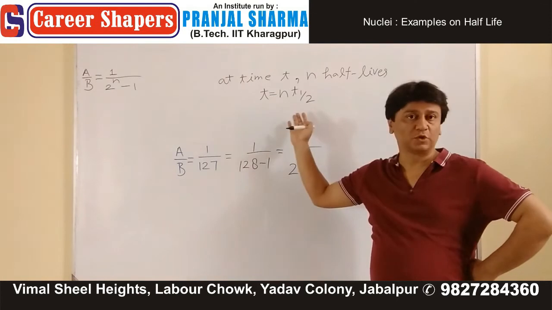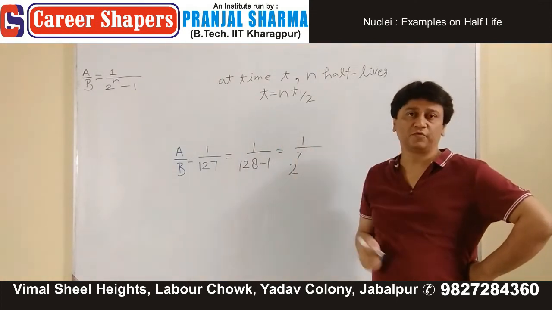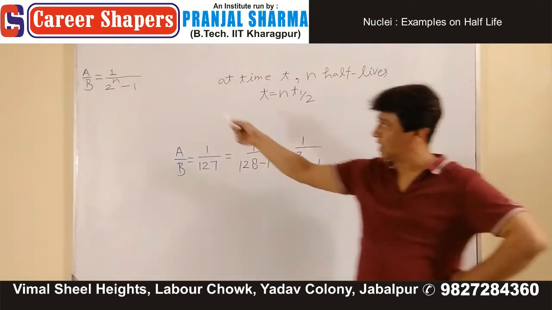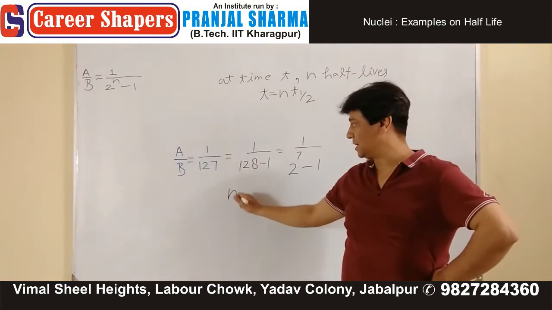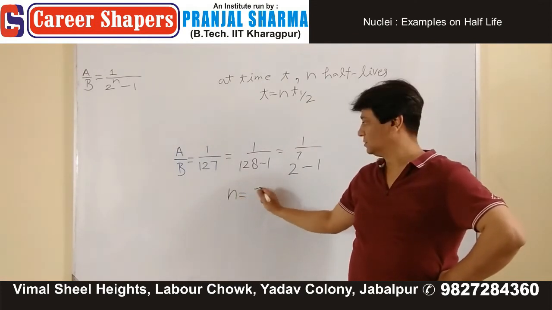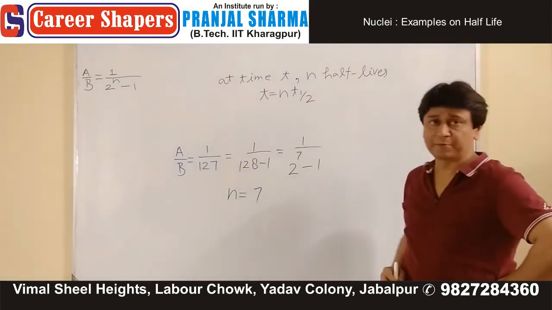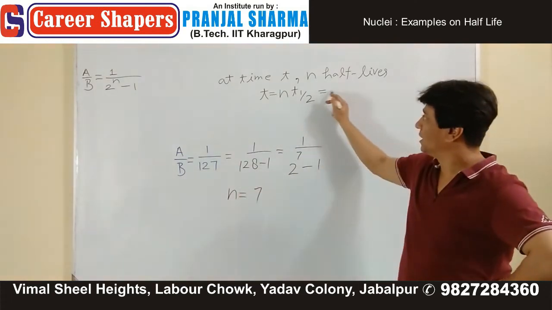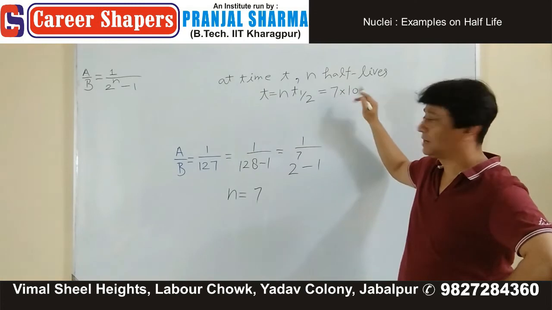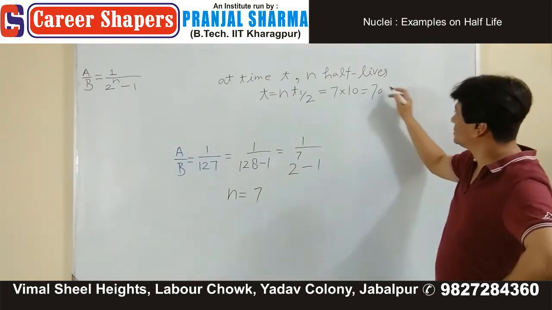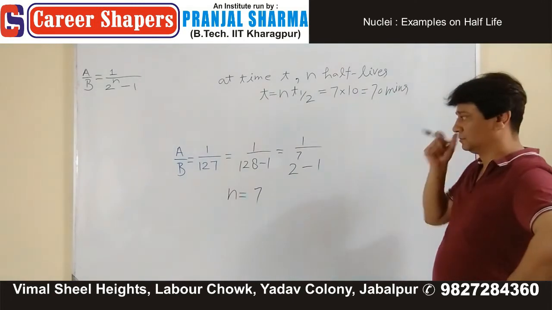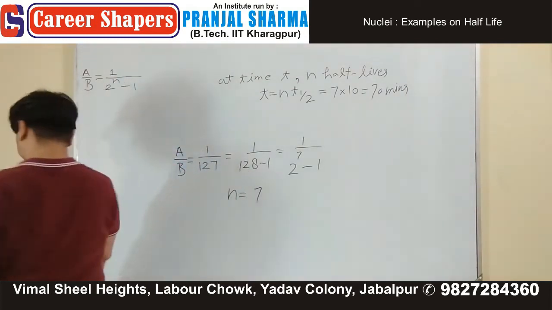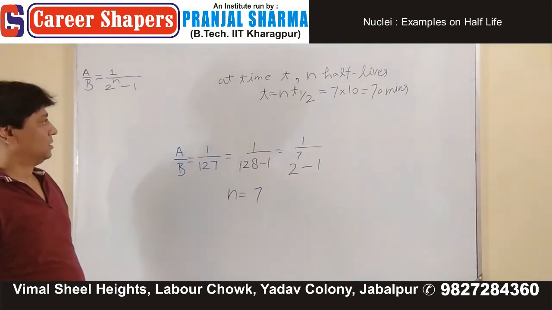2 to the power 5 was 32. 6, 64, 7, 128. This and that immediately tells you that n is 7. There are 7 half-lives present in that time when ratio becomes 1 upon 127, and therefore the answer is 7 into 10 minutes, or 70 minutes. That's how you can answer these questions easily.